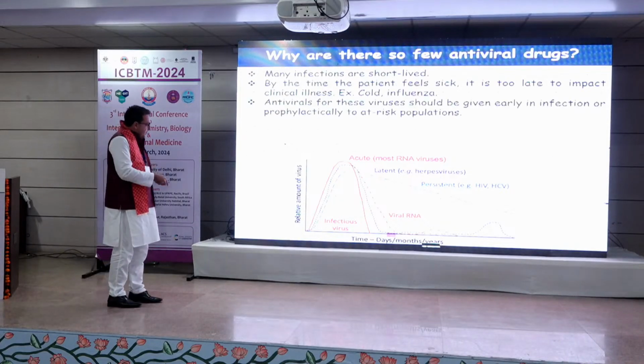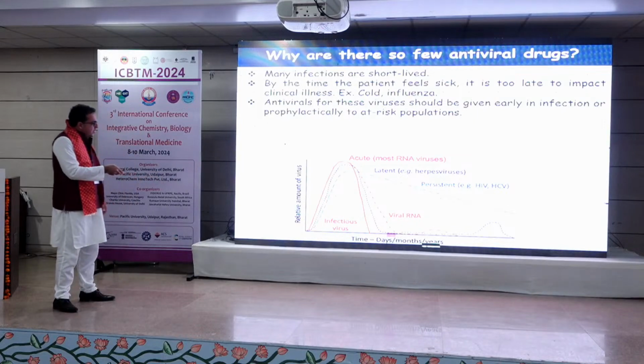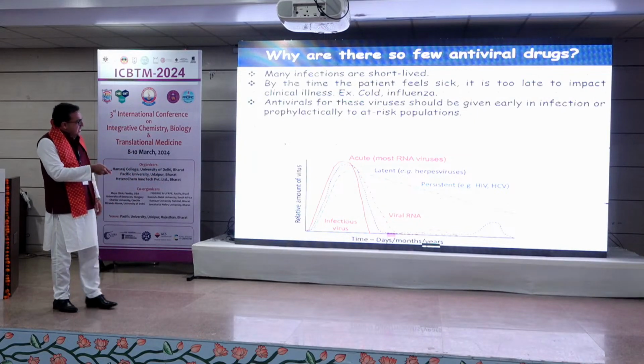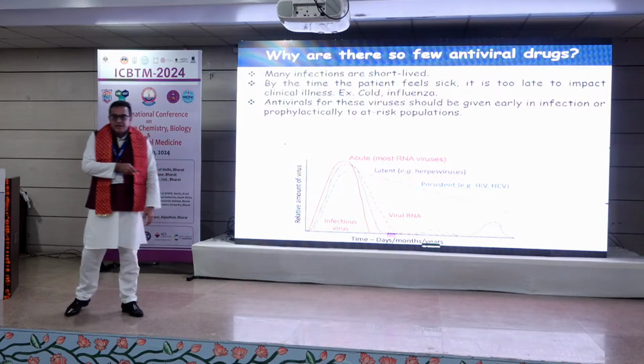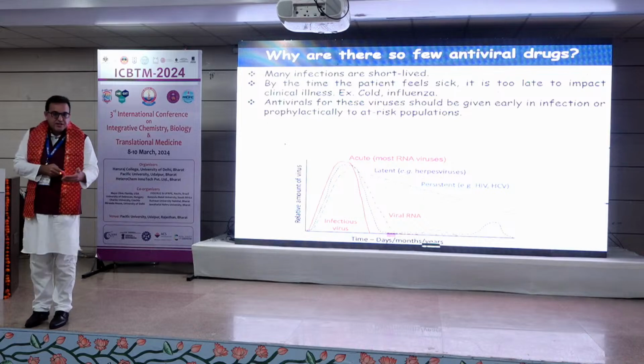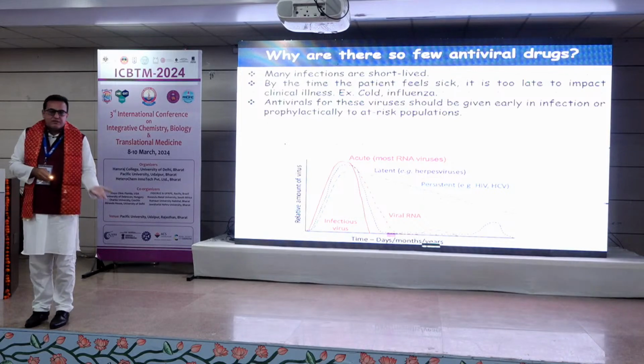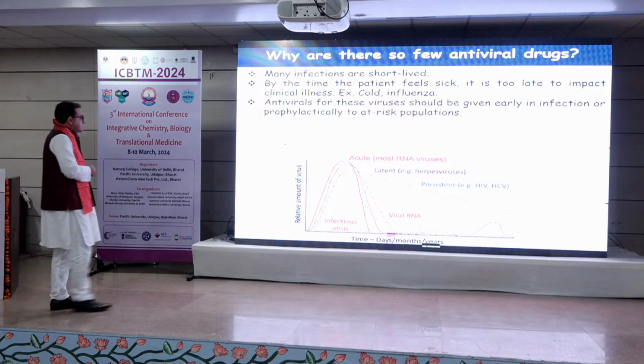So this graph shows how many days acute infections last, and these are the chronic infections, the persistent viral infections. These are easier to develop antivirals for. You have more opportunity for the antivirals to work. But for acute infection, it's very difficult.